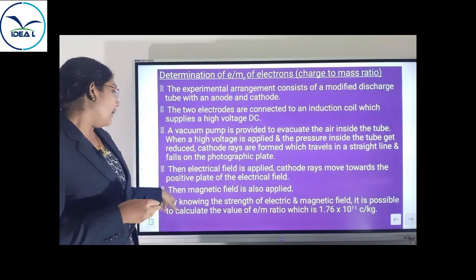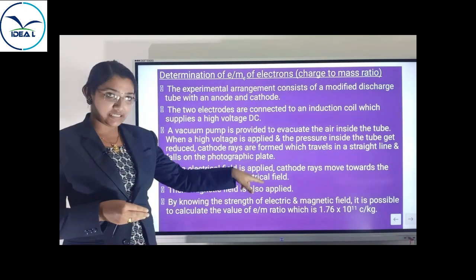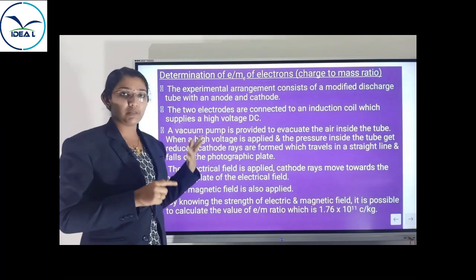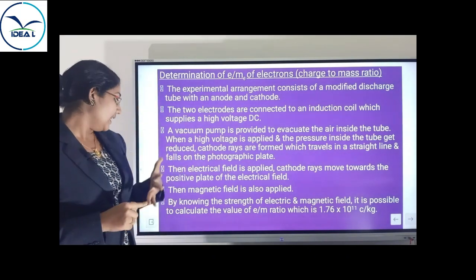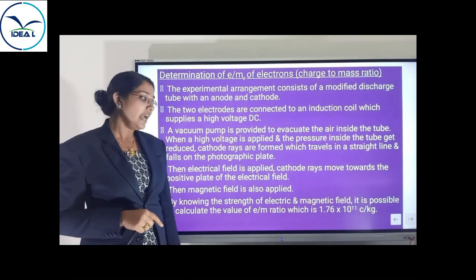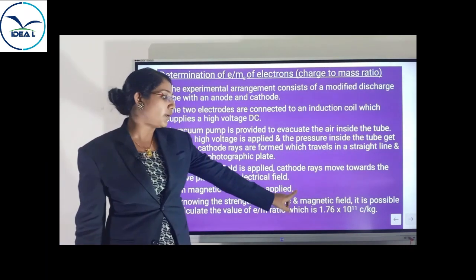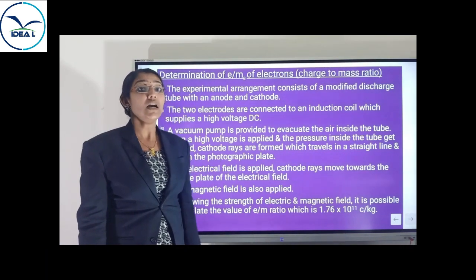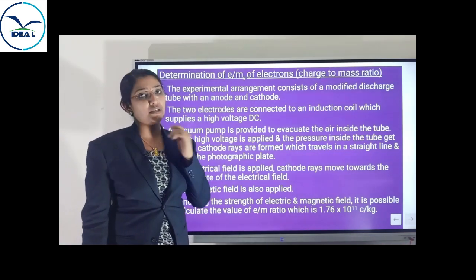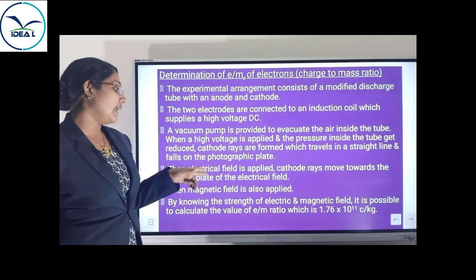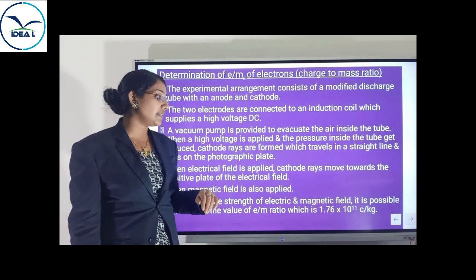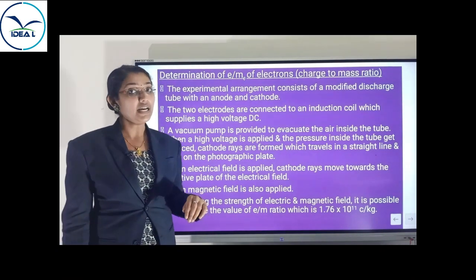So by applying electrical field and magnetic field in this experiment, and by knowing the strength of both, it is possible to calculate the charge to mass ratio of the electron, which is calculated as 1.76 into 10 raised to 11 coulomb per kg. We know that coulomb is the unit of charge and kg is the unit of mass. So the value of charge by mass ratio of electron is 1.76 into 10 raised to 11 coulomb per kg.